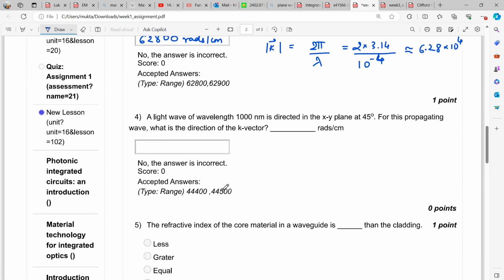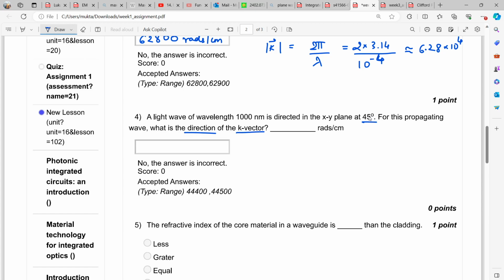Okay. A light wave of wavelength 1000 nanometers, same again, is directed in the xy plane at 45 degrees. For this propagating wave, what is the direction of the k vector? Now they are asking us the direction. They have already told us that it's propagating at 45 degrees. So the direction of the k vector is the same as the direction of propagation, or rather parallel to the propagation direction.